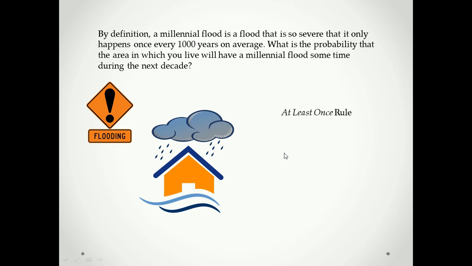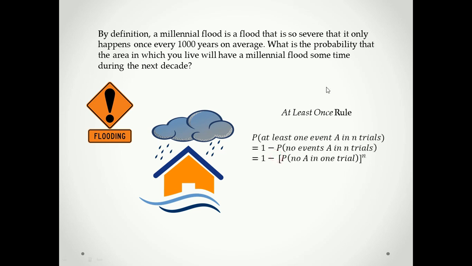And so what we want is the at least once rule. We're looking at, is this going to happen at least once in the next decade, right? We're going to maybe have this flood. We want the probability that it will happen. And so here's what the at least once rule tells us.